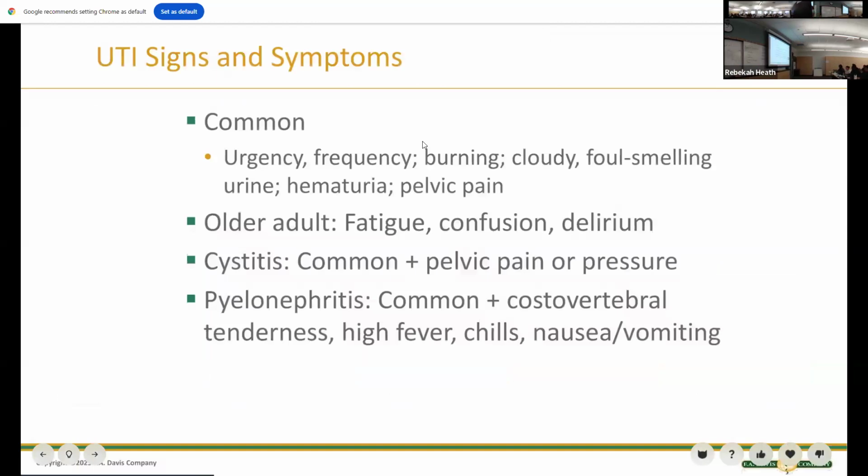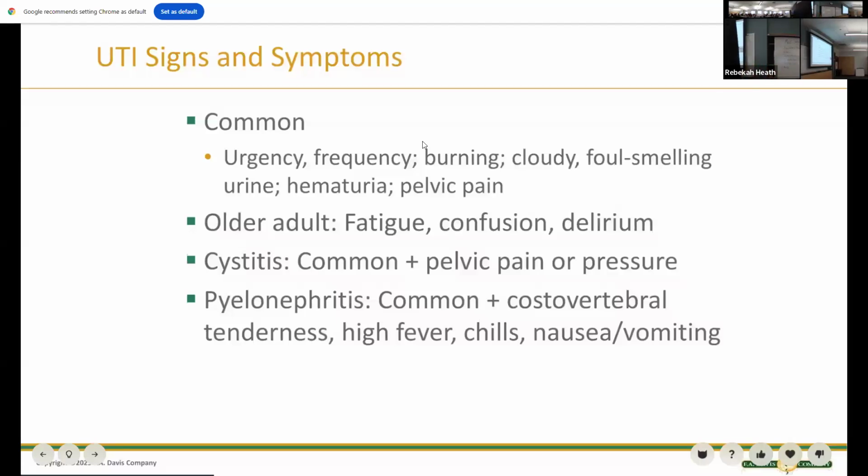So common signs and symptoms, like we talked about: urgency, frequency, burning. A lot of people say it burns when they pee. That's a sign of urethritis, right? It's inflammation of the urethra.